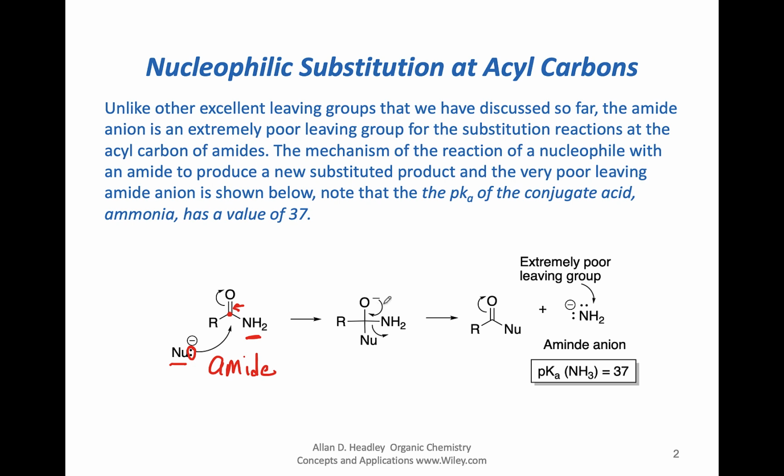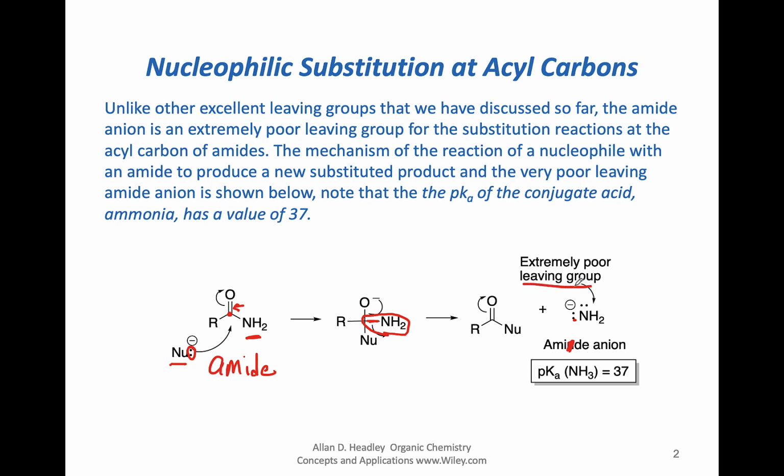And of course, these electrons swing back in because the carbon oxygen double bond is a favorable bond, and the NH2 leaves with its electrons. Notice the bonding electrons are here. So if it leaves with its bonding electrons, we have NH2 with bonding electrons, and of course an additional pair of electrons that were there before. So this is the amide anion. By the way, that's incorrectly spelled. That's the amide anion. It's an extremely poor leaving group.